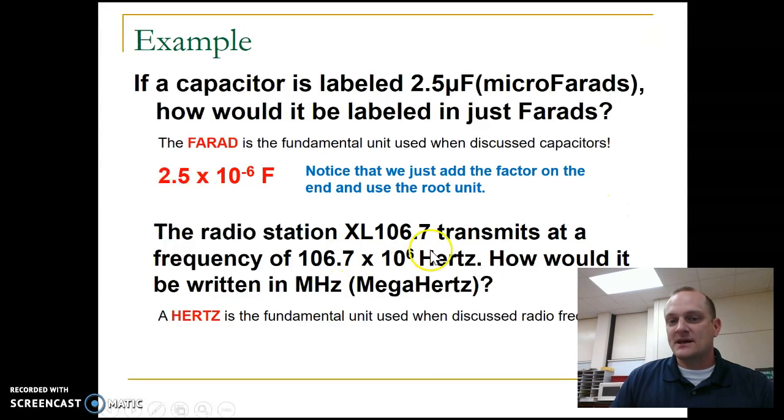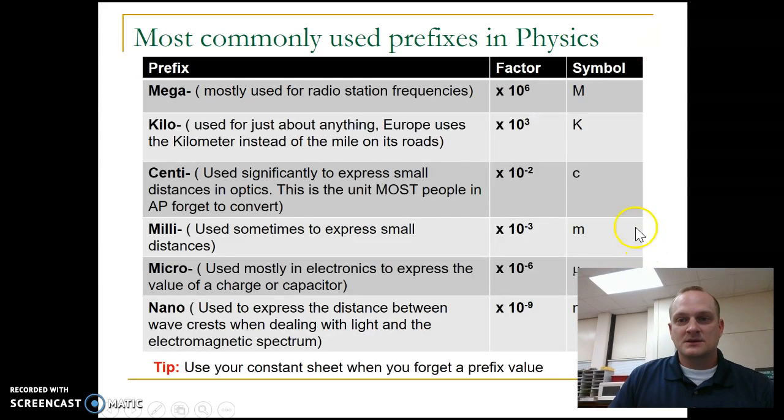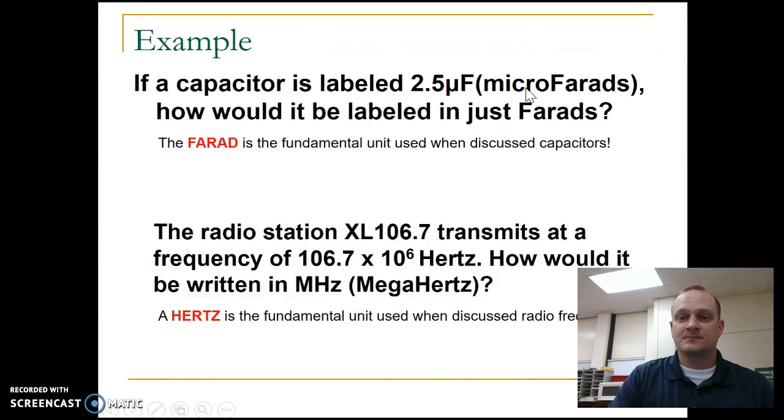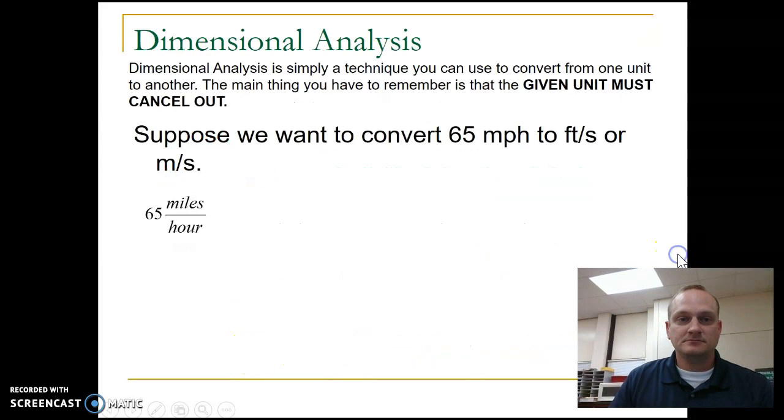The radio station XL 106.7 transmits at a frequency of 106.7 times 10 to the 6 hertz. How would that be written in megahertz? Well, let me come back here again. So mega up here means times 10 to the 6. So I'm going to do the same thing I did above, but just in reverse, right? So I've got a 10 to the 6. I know mega means 10 to the 6. So I'm just going to replace that and put mega instead, right? So this is 106.7 megahertz.